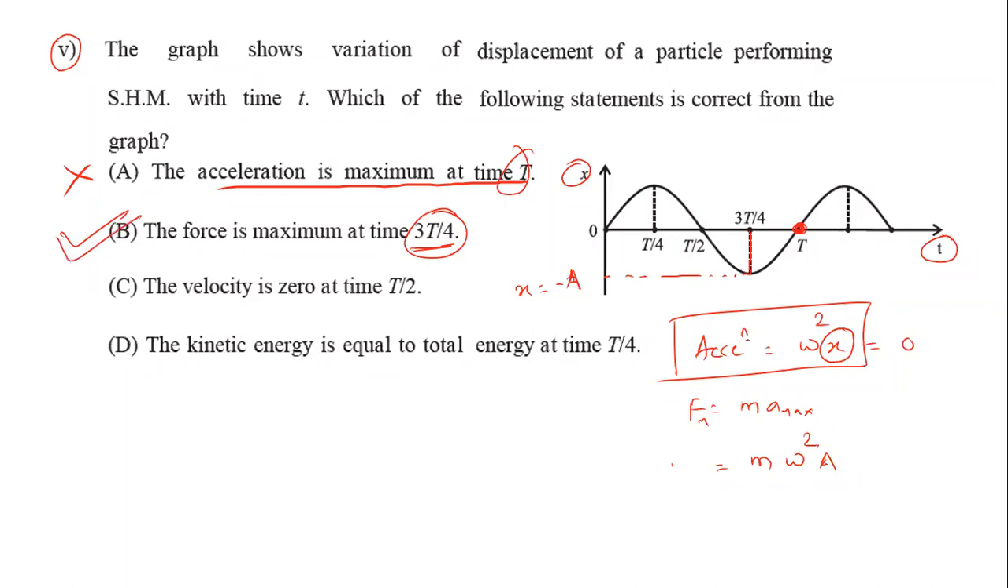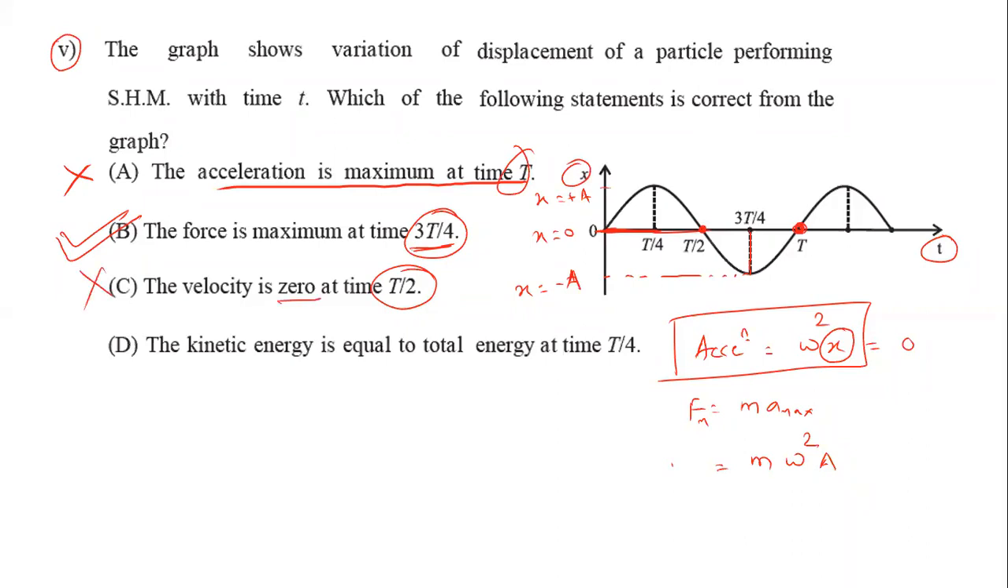Now the next one also we discuss, velocity is 0 at T by 2. This is T by 2. This is the mean position. Listen, this is the mean position, because at T by 2, x is 0. X is 0 means velocity is maximum, not 0.